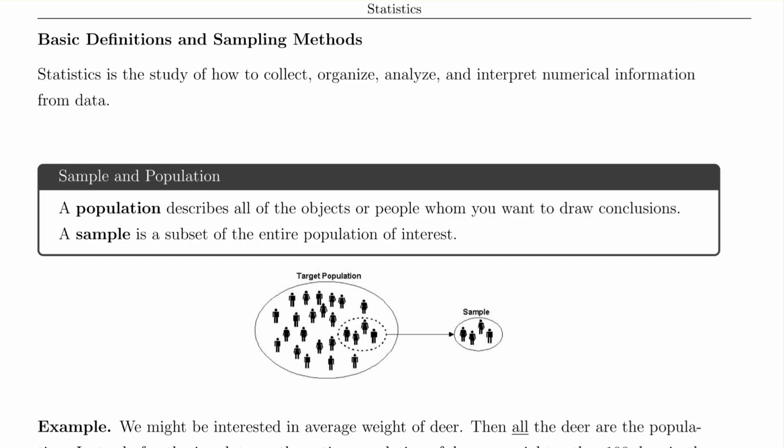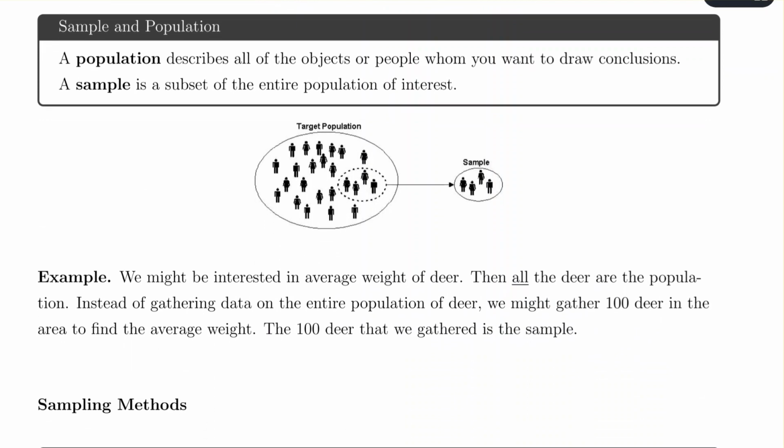Basic definitions and sampling methods. Statistics is the study of how to collect, organize, analyze, and interpret numerical information from data. We're going to learn all these four things later in the sections. For today, in this video, we're going to focus on how to collect data. Before we look at how to collect the data, let's look at basic definitions.